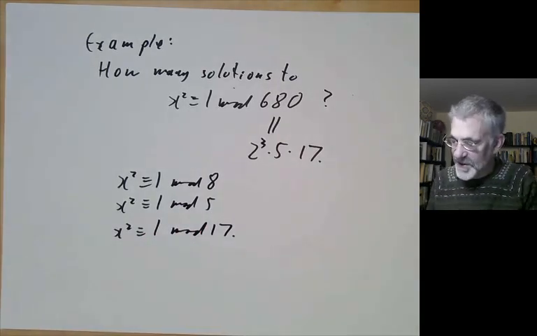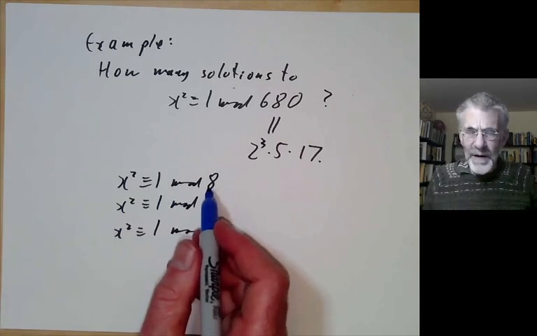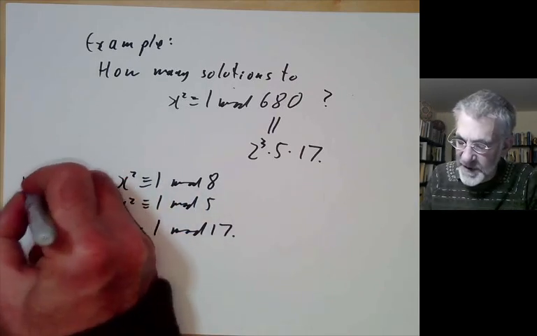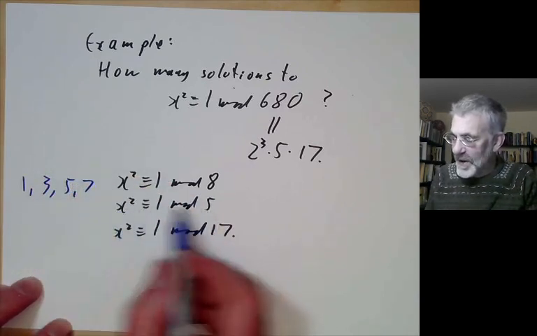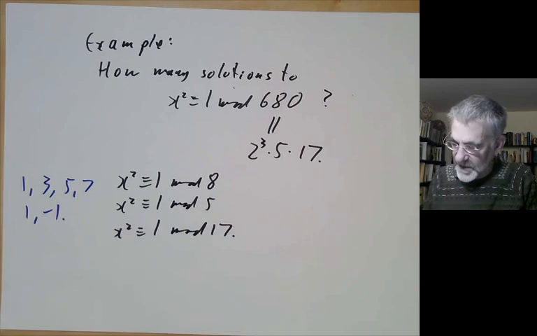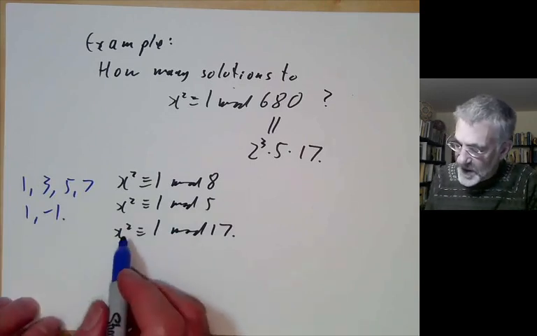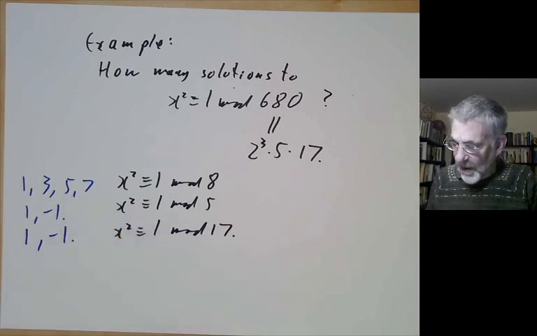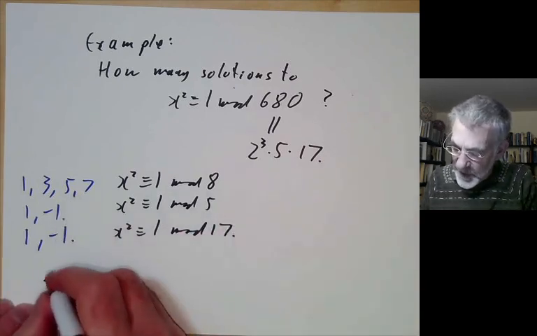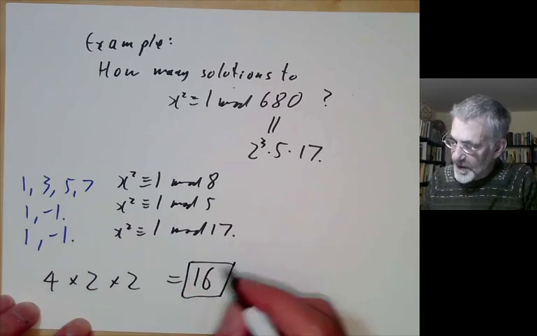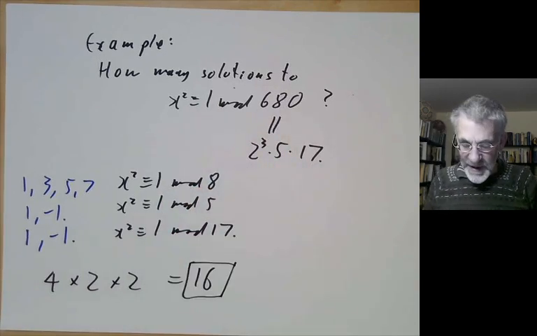So let's work out the solutions. Well, x squared congruent to 1 modulo 8. You remember this is this funny one that has more solutions than you expect. It's a quadratic equation with 4 solutions: 1, 3, 5, and 7. And x squared is 1 mod 5. Well, that's pretty trivial, we just have 1 and minus 1. And x squared equals 1 mod 17 has 2 solutions, 1 and minus 1. We find there are 4 solutions mod 8, 2 solutions modulo 5, and 2 solutions mod 17. So altogether, there are 16 square roots of 1 modulo 680.